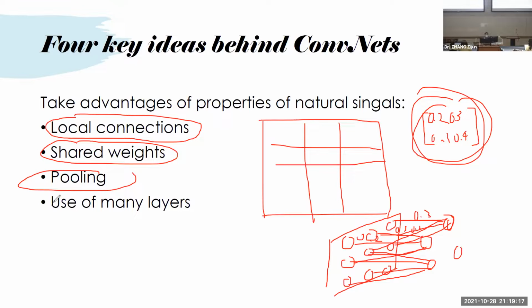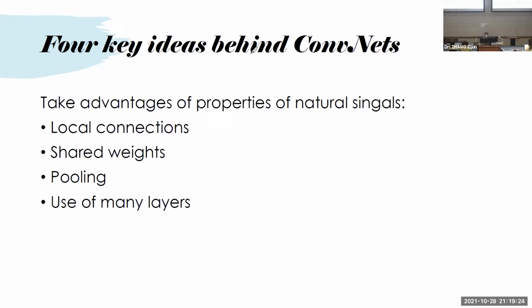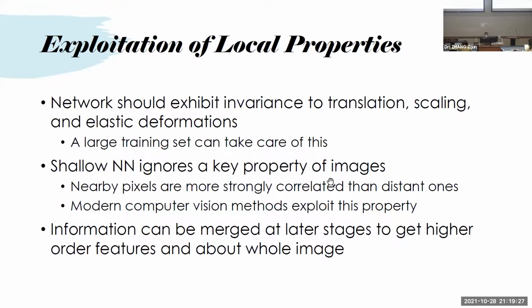And you have a pooling layer, and this convolutional layer can be stacked for many layers. The convolution in deep learning mainly exploits the local properties. It focuses on the local spatial relationship, so that the network should exhibit invariance to translation, scaling, and elastic deformation.